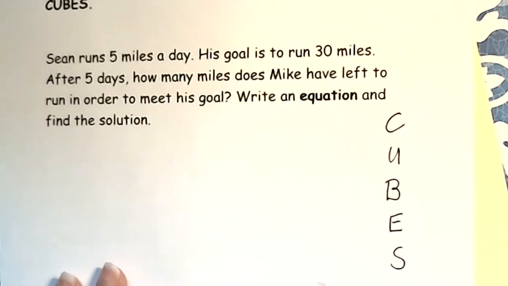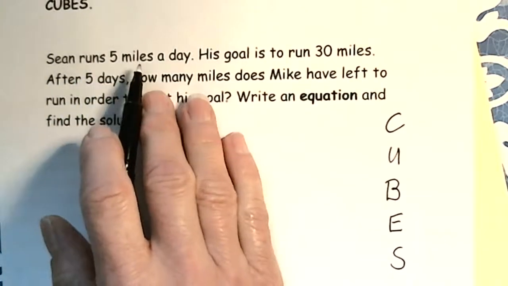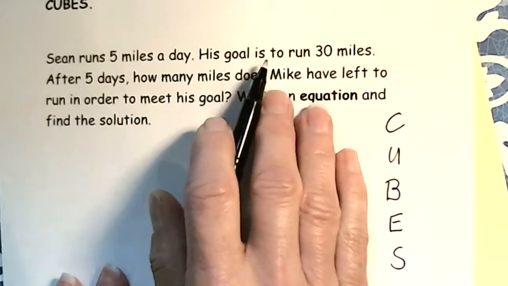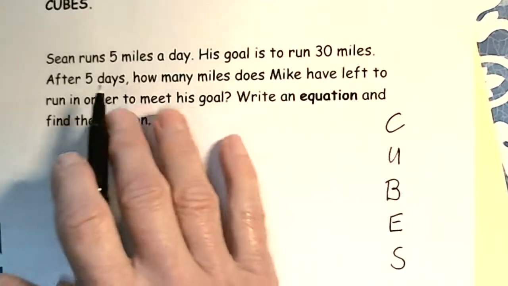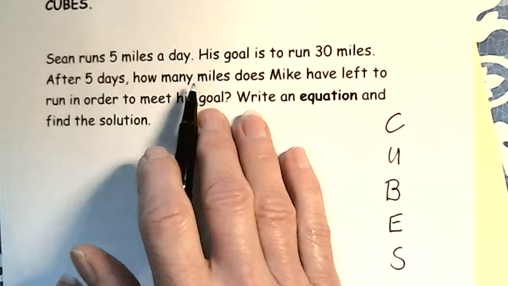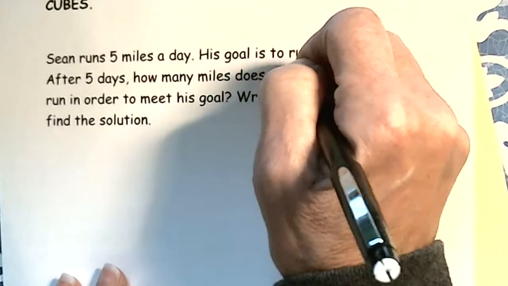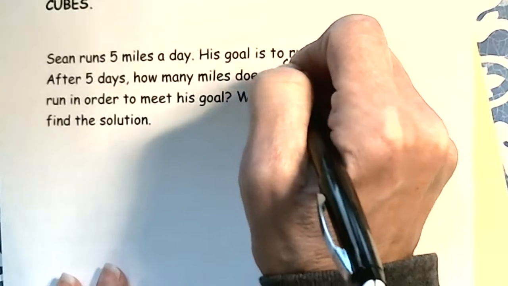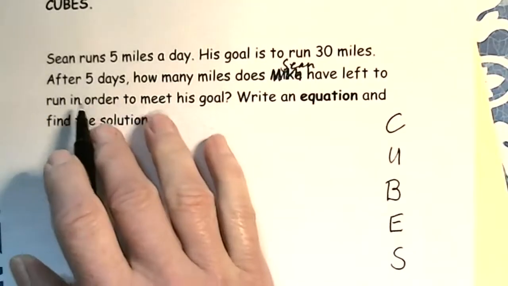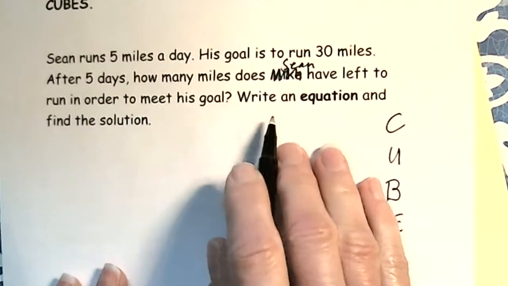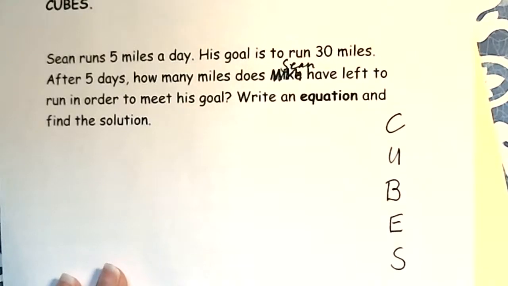So I'm going to read it. It says, Sean runs 5 miles a day. His goal is to run 30 miles. After 5 days, how many miles does Sean have left to run in order to meet his goal? Write an equation and find the solution.